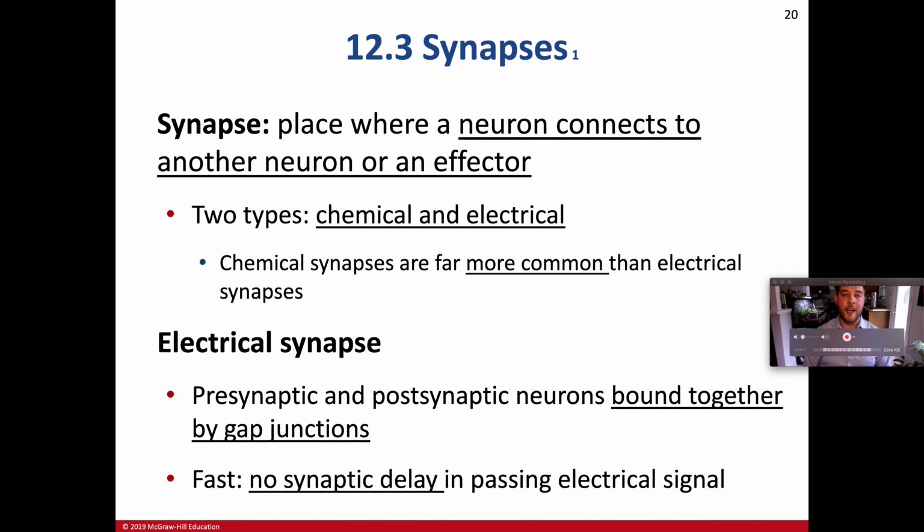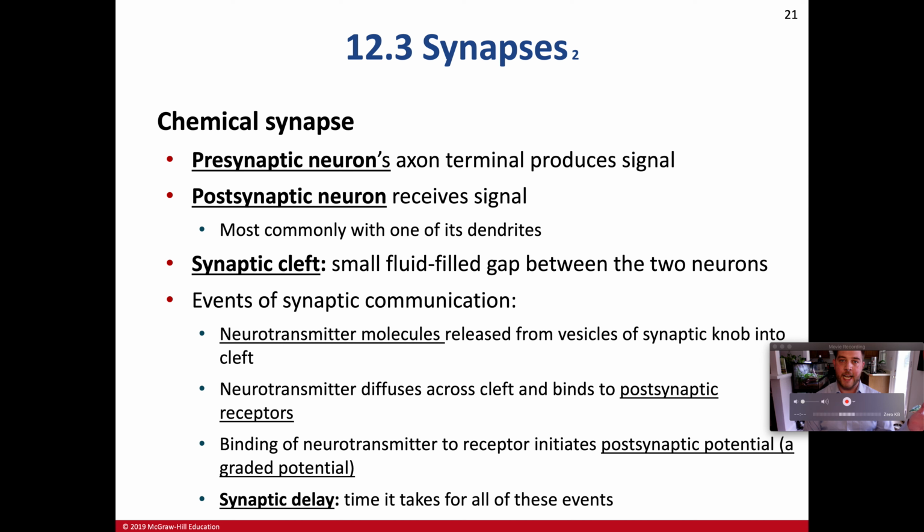They're really fast. There's no delay in the synapse transmission in passing that electrical signal, so it happens instantaneously. Most of ours are going to be chemical synapses. You still have that presynaptic neuron that has the axon terminal producing the signal, and you have a postsynaptic neuron receiving that signal. So presynaptic and postsynaptic. Most commonly, that is the dendrites that are receiving the signal. In between is that synaptic cleft, which has the fluid between them.